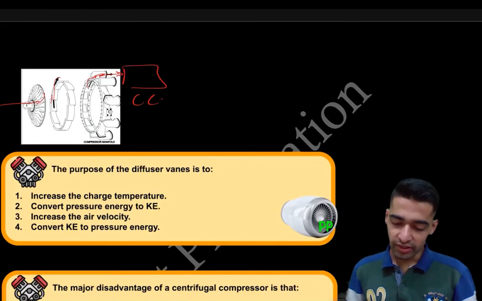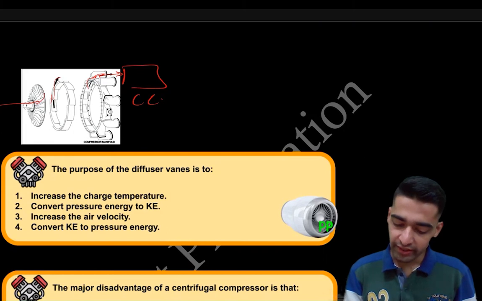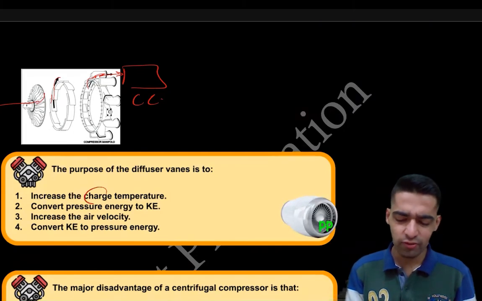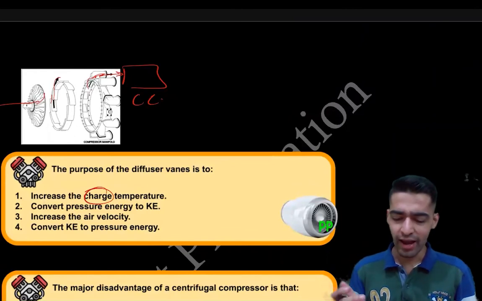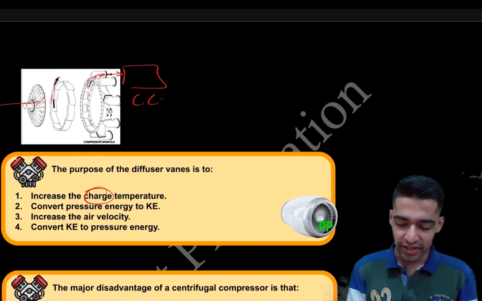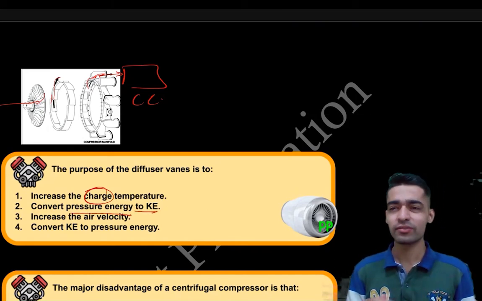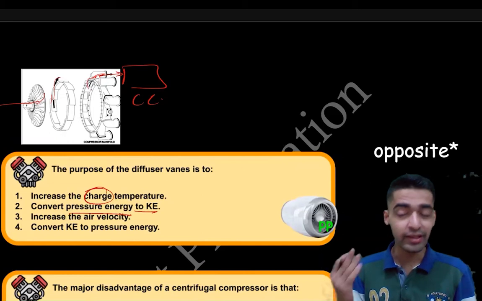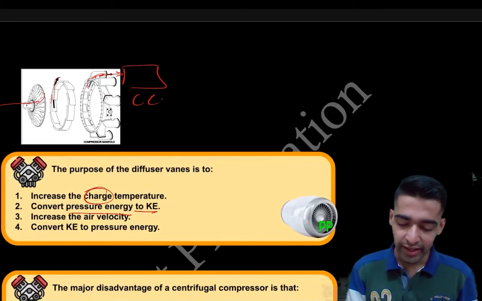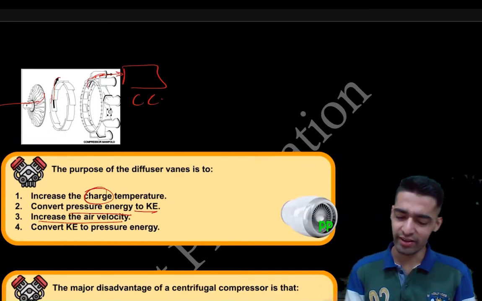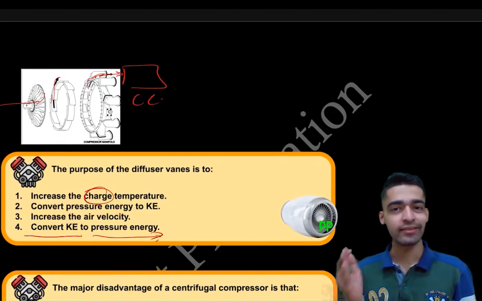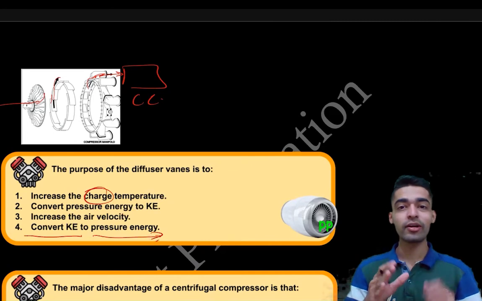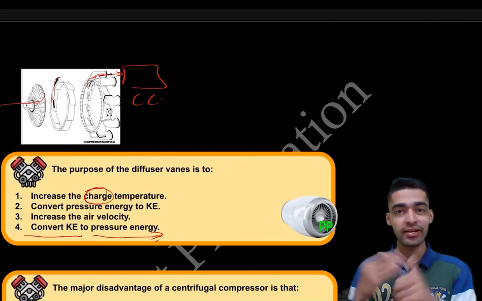So the first question is, the purpose of diffuser vane is to increase the charge temperature. What is charge? Charge is nothing but air-fuel mixture. So do we have a diffuser to increase the charge temperature? No. To convert pressure energy to kinetic energy? Definitely not. It is actually the inverse. So to increase the air velocity? Actually no. To convert kinetic energy to pressure energy? Yes, yes, yes. We want to convert the kinetic energy of air into pressure energy, right?